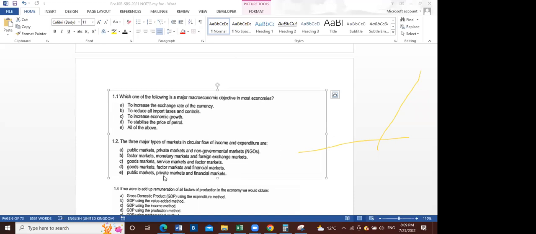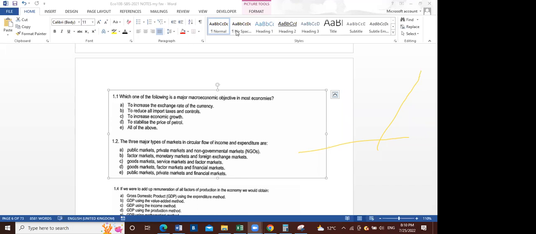Someone is saying C. Others, C. Anyone else with a different answer? All right, let's see what C is saying. C is saying goods market, service markets, and factor markets. All right. Then anyone else with a different answer?